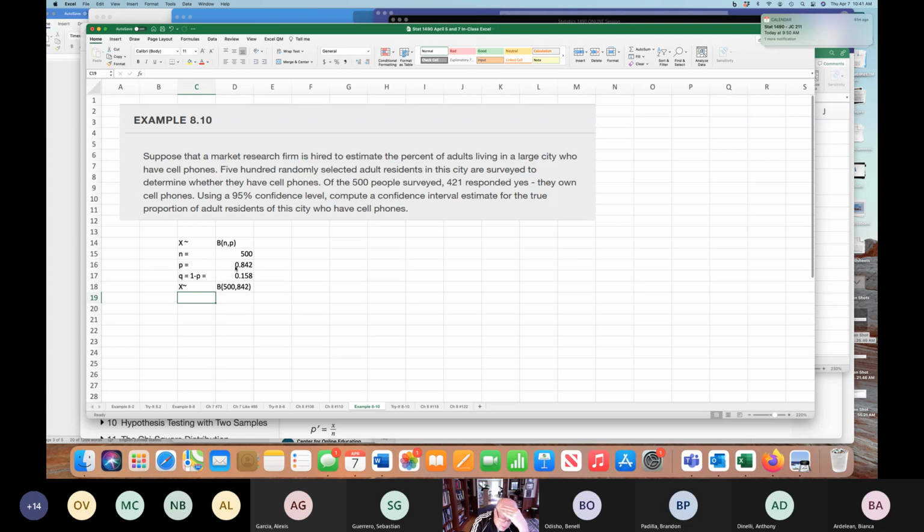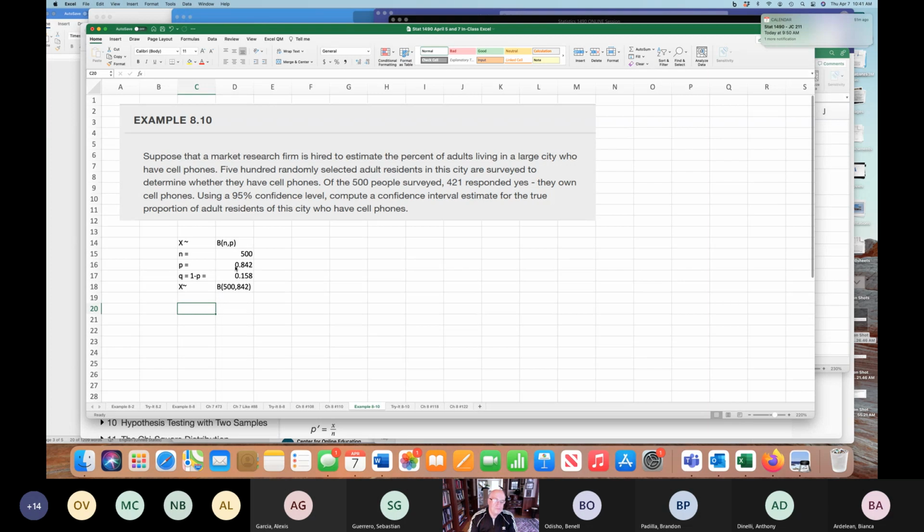If I was standing in a hallway and people were walking by, do you own a cell phone? I would imagine 8 out of 10 would say yes. Stupid question, which probably means yes. So it's very ambitious that you surveyed 500 people and got 500 responses, but that's okay. Let's say we had 500 responses. Of the people that responded, 421 said yes, they own a cell phone. Presumably 15.8% don't, 1 minus that.